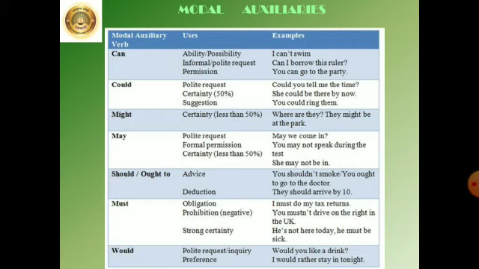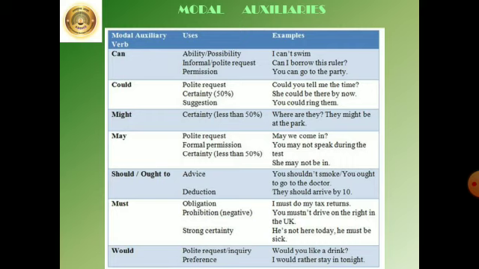This is an advice. You should go to the doctor. You should arrive at 10. The next modal is "must": obligation, prohibition. Prohibition means not allowed. And strong certainty. Let's see what "must" means.